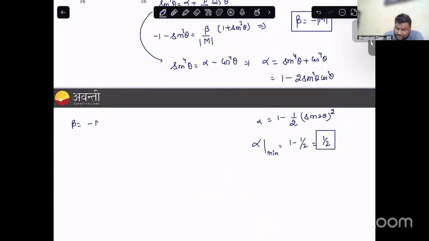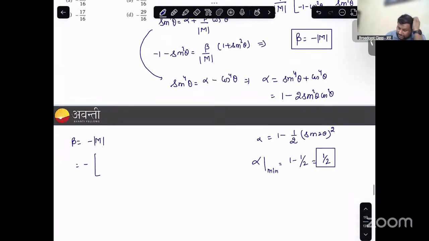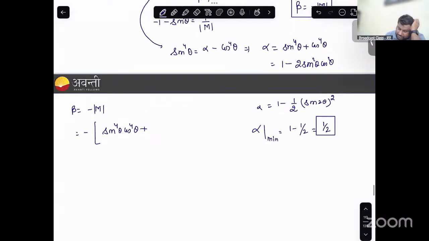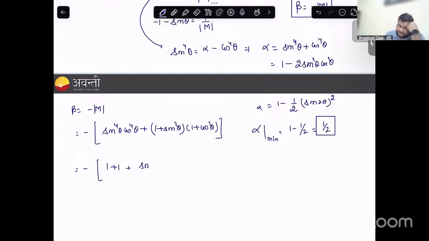Beta is minus determinant of M. Now simplify the determinant of M. Sin to the power 4 theta cos to the power 4 theta plus 1 plus sin square, 1 plus cos square, minus. So it will come 1 plus 1 plus sin square theta cos square theta plus sin to the power 4 theta cos to the power 4 theta. Correct?